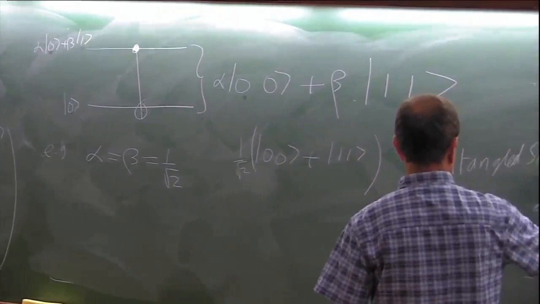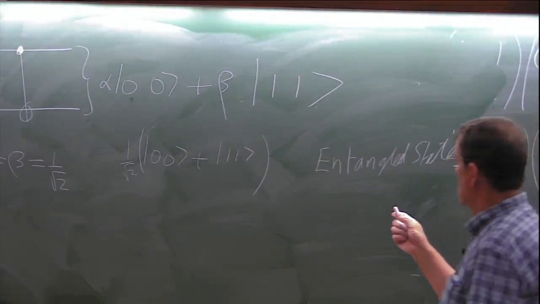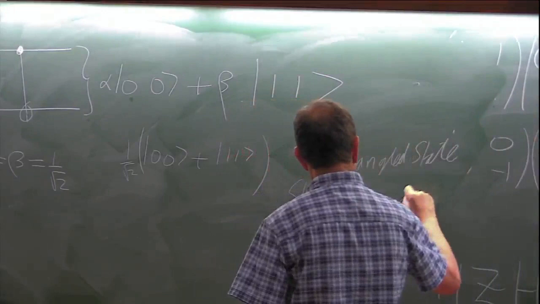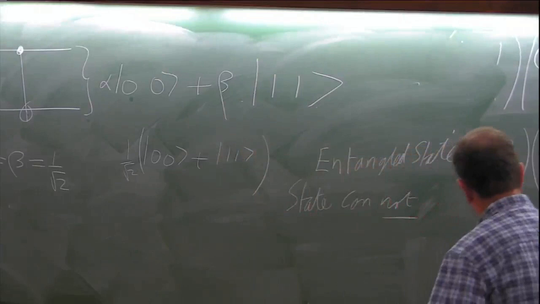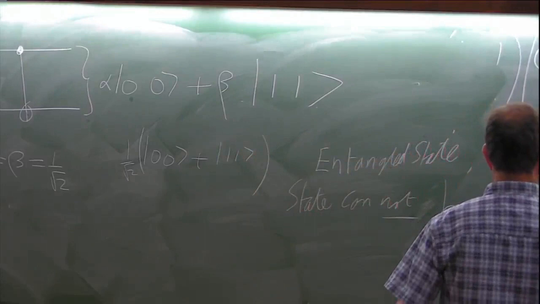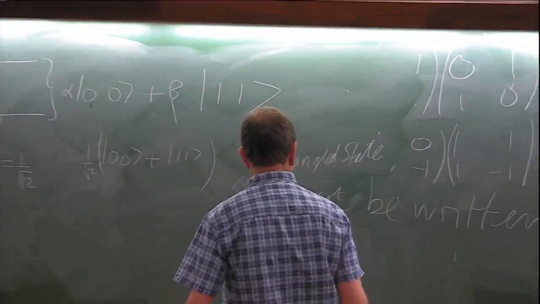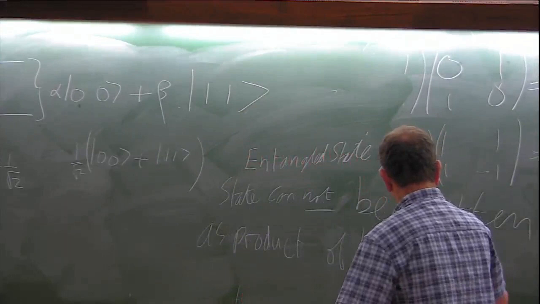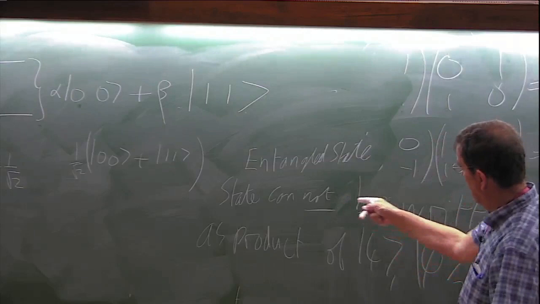We have two qubits, but the state cannot be written as a product of some sort of psi for qubit one and some wave function for qubit two. So it cannot be written as a product wave function. We say it's entangled.